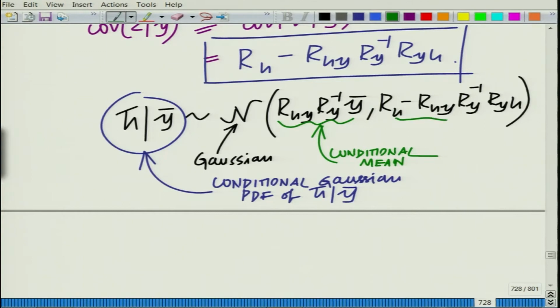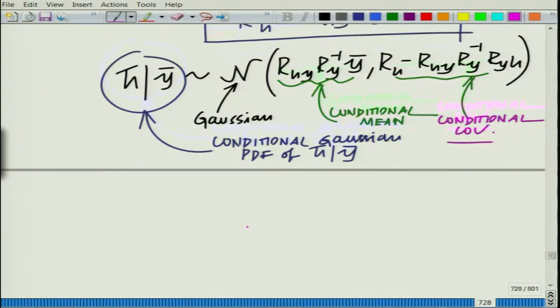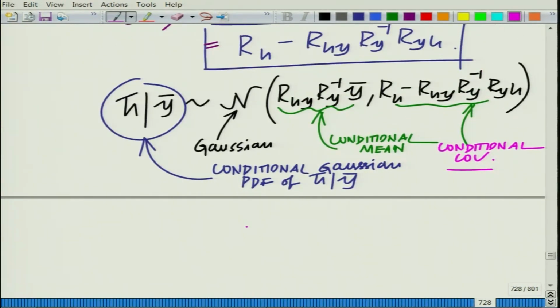This is the conditional mean, this is the conditional covariance. Now, if you think about it, this is something very interesting. This is something that we have already seen. My claim is that this is something we have already seen.